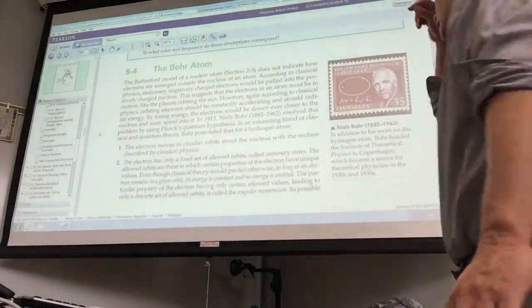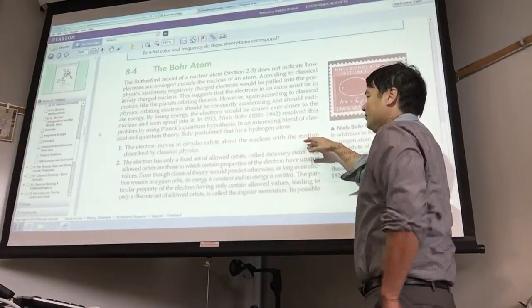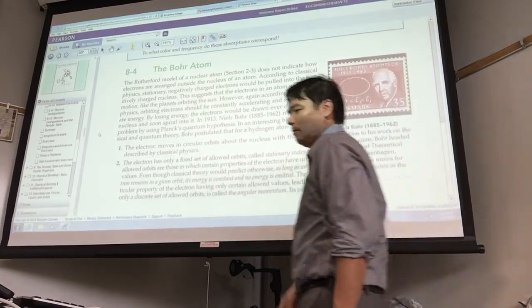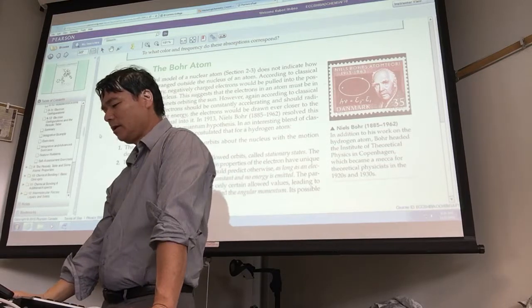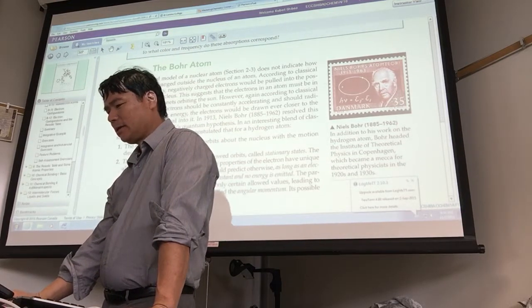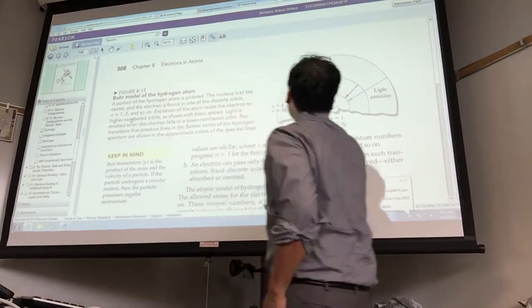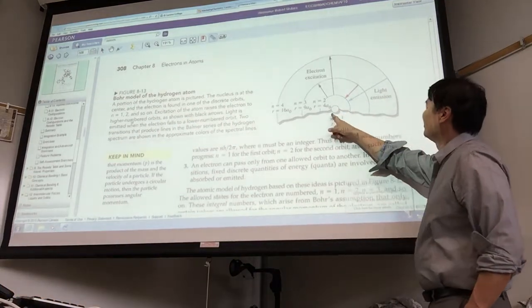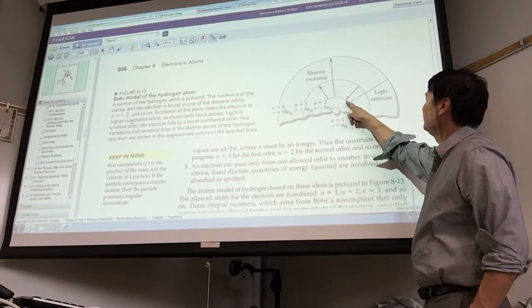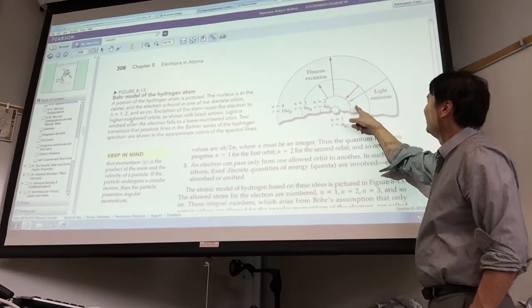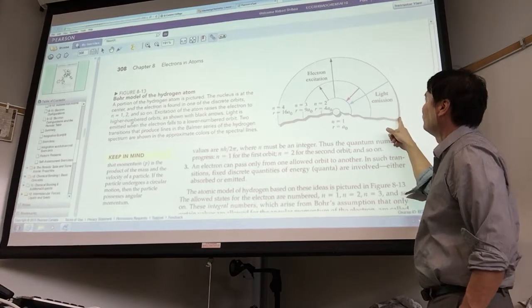Chapter 8. So we were talking about the Bohr atom. In a Bohr atom, we have these orbits. They're forbidden orbits and allowed orbits. So the model is something like this, where we have the first orbit here, n equals 1. Second orbit, third orbit, fourth orbit.